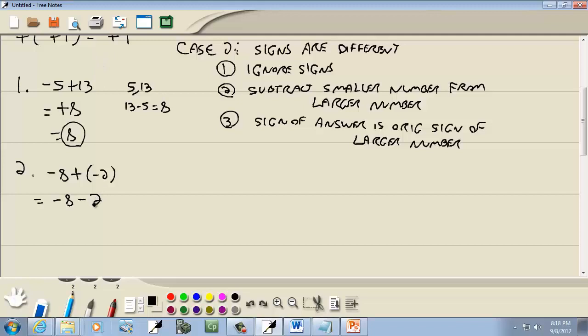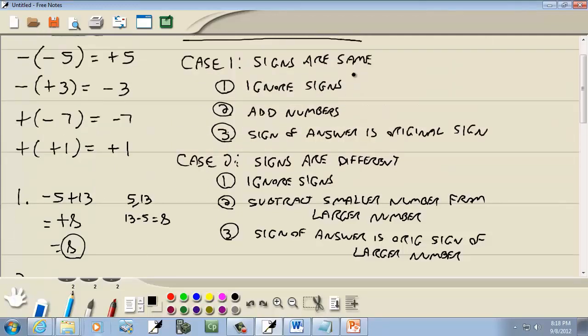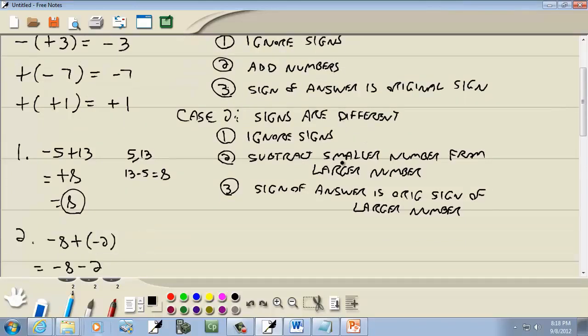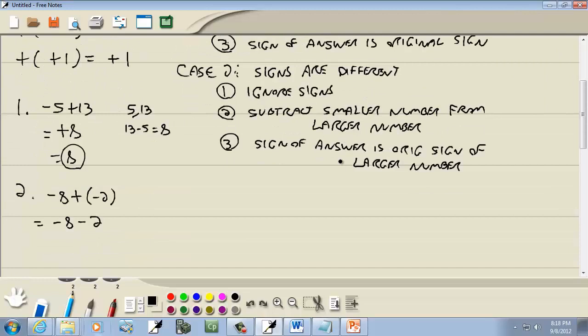Well, here we got case 1. Signs are the same. So we'll go through these 3 steps. Ignore the signs, add the numbers, sign the answer as the original sign. Okay, so ignore the signs. So we got 8 and 2. Add the numbers. We got 8 plus 2 gives us 10. And sign of the answer is the original signs, which was negative. So this is negative 10.